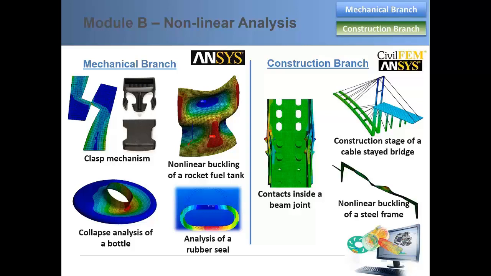Some interesting nonlinear analysis examples which are solved in the practical subjects of this module in the mechanical branch are the study of a clasp mechanism, the collapse of a rocket fuel tank and a water bottle, and the analysis of a rubber seal. In the construction branch, examples like the construction stage of a cable-stayed bridge, the contacts inside a beam joint, or the nonlinear buckling of a steel frame can be highlighted.